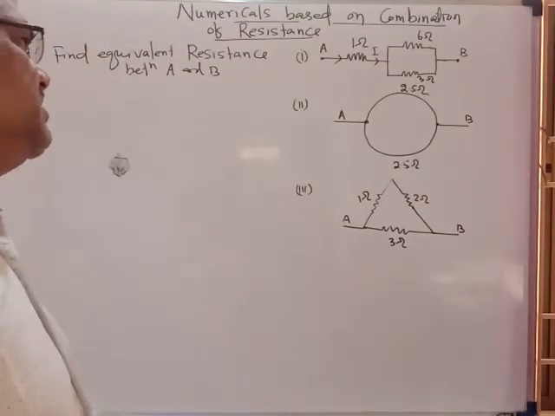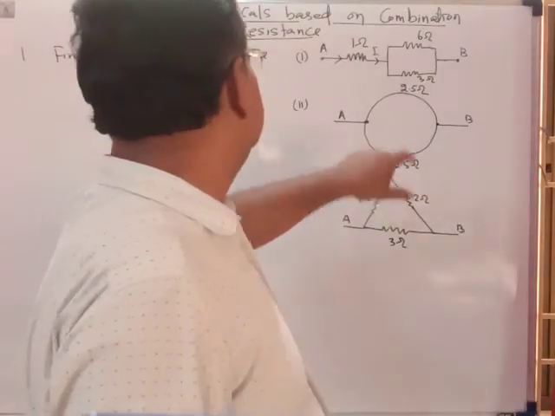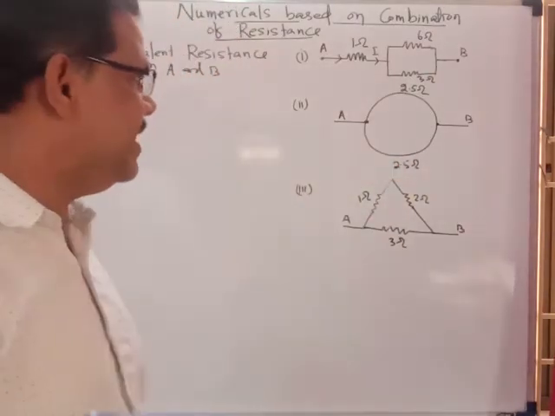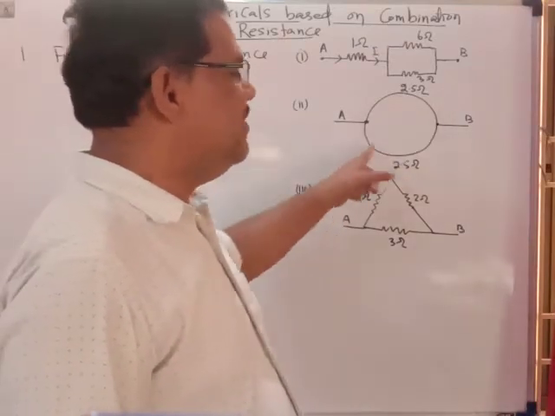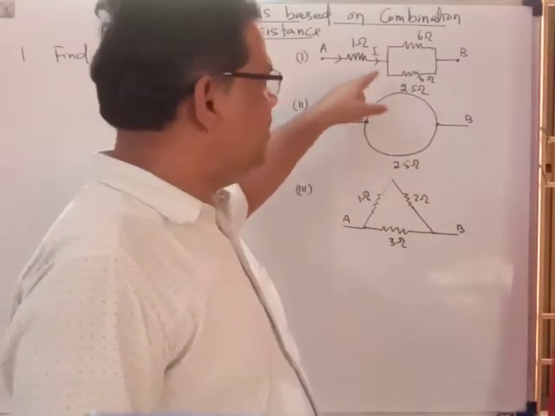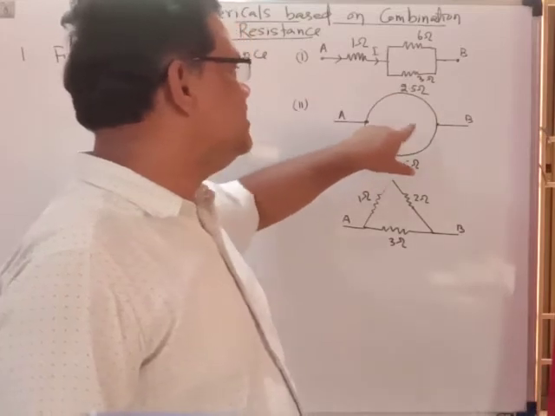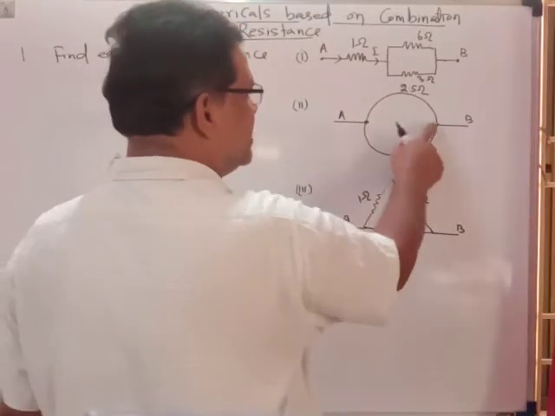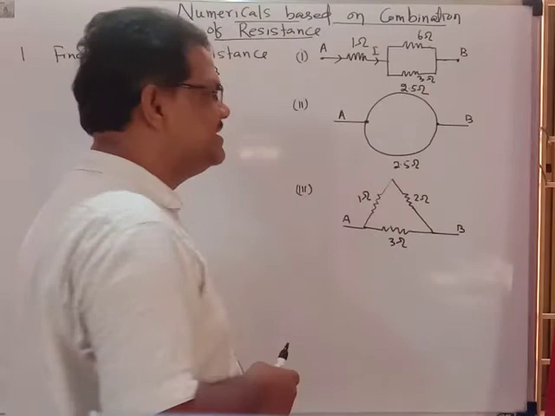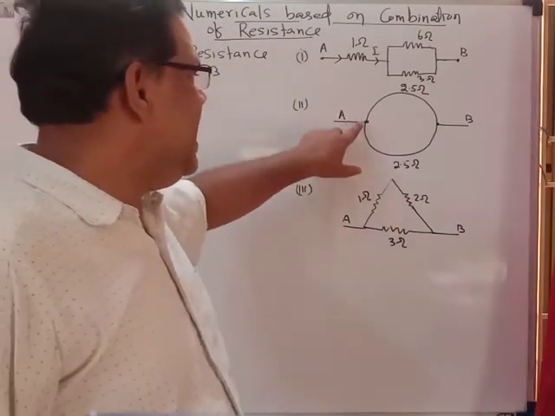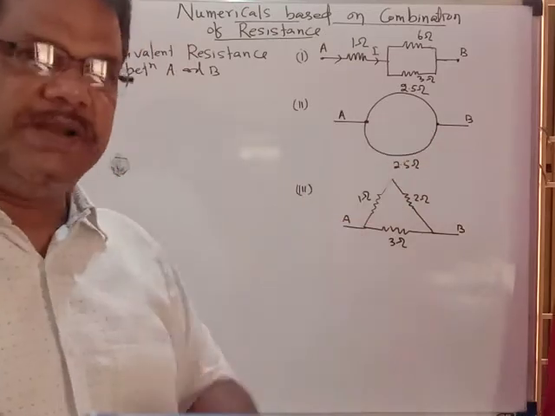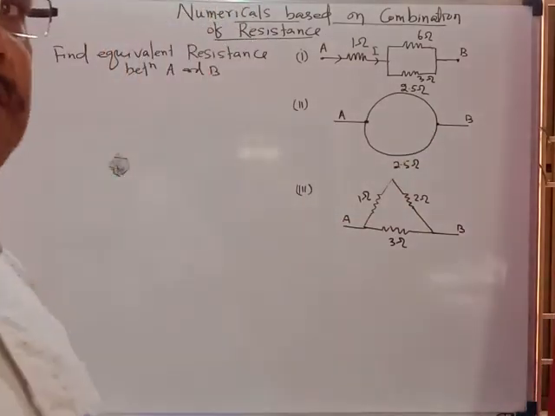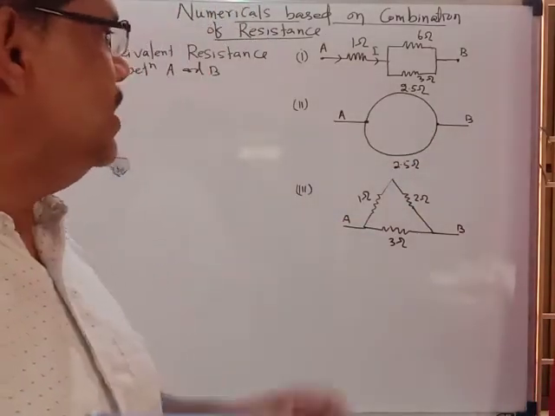Question number 2, all of you look at question number 2. A conducting wire having a resistance is in the form of a circle. Across the diameter, the terminals of the cells are connected, that means A and B. The terminals of the battery are connected across any diameter of the loop.